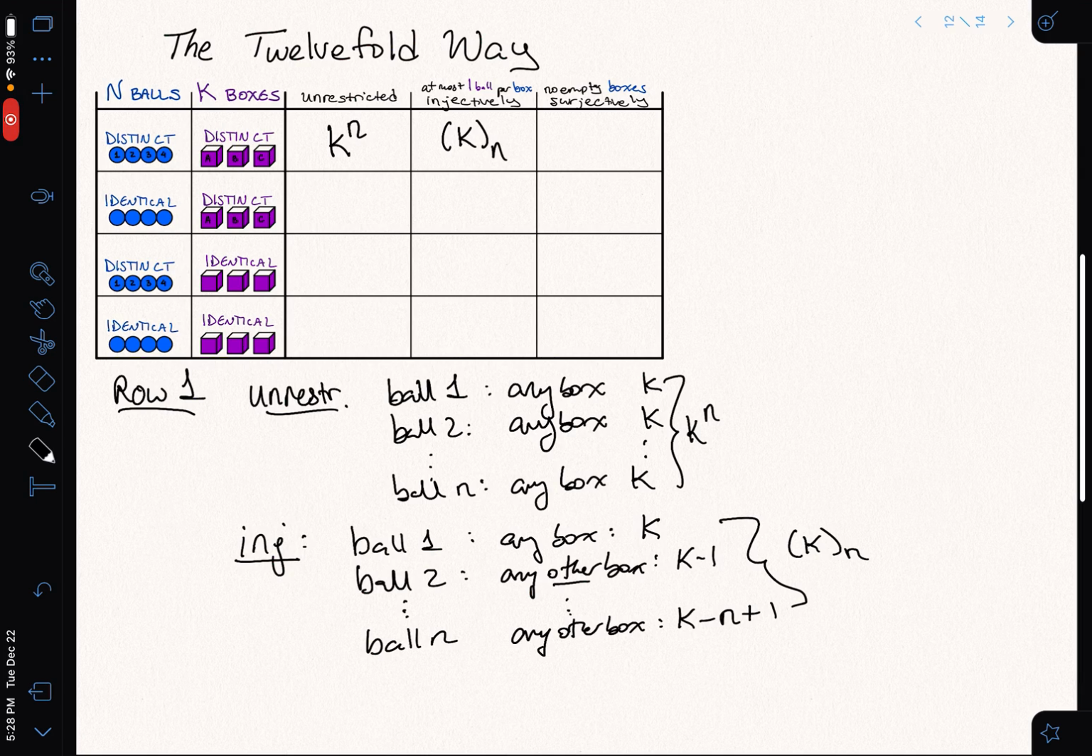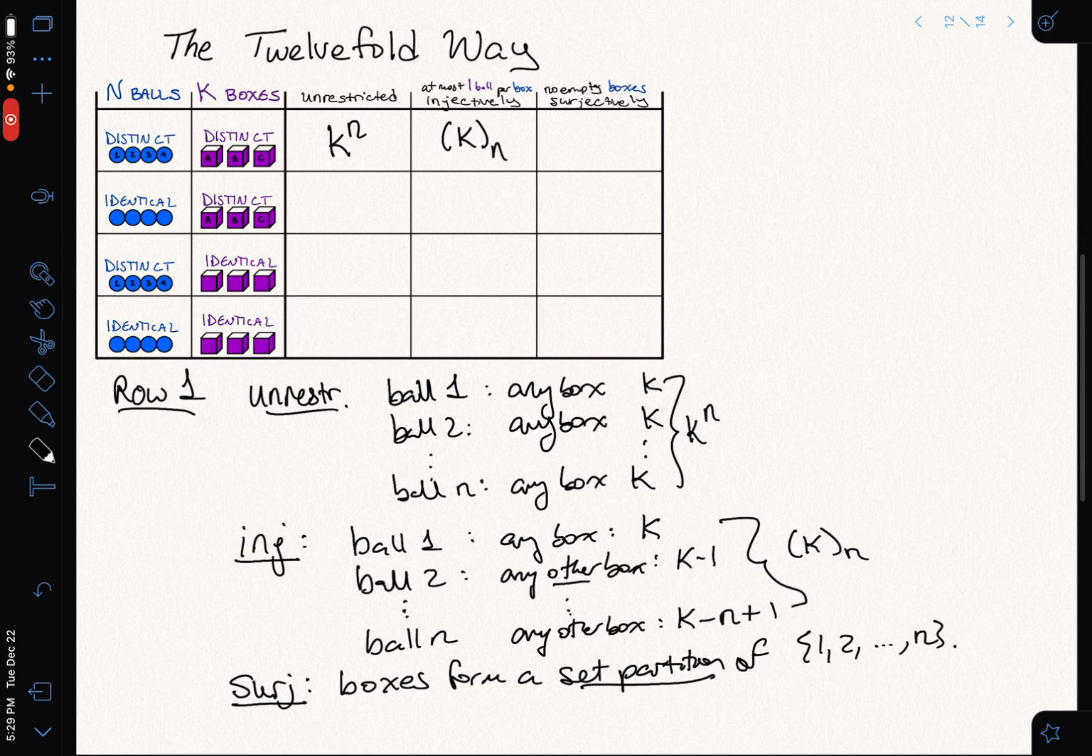And what about the last case, the surjective case? In this case, every box gets at least one ball, okay? So we can think of the boxes as forming a set partition, which we just discussed, a set partition of the balls, which are numbered from one to N. So a set partition, remember, we don't care about the order of the blocks, but here, we're doing a set partition of N into K blocks, into K non-empty boxes.